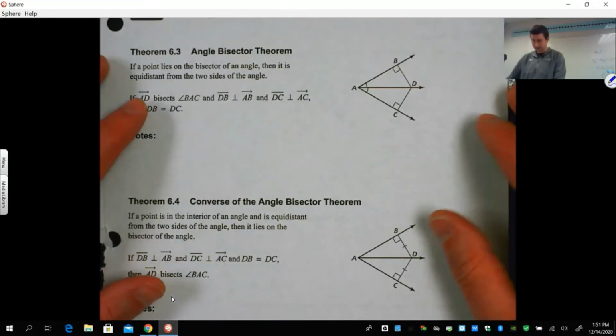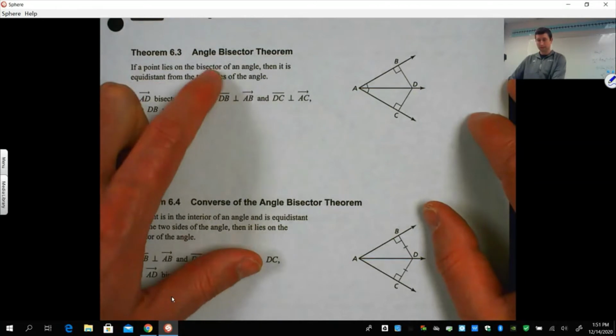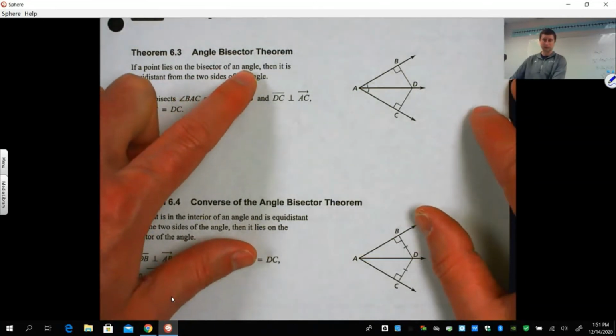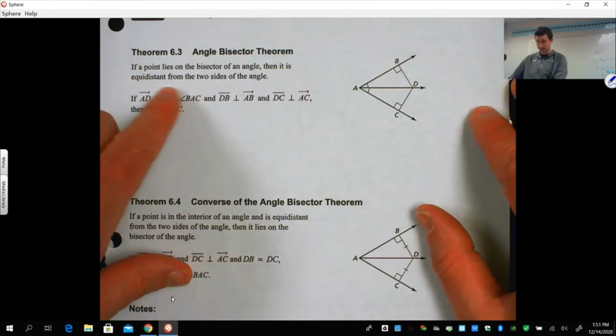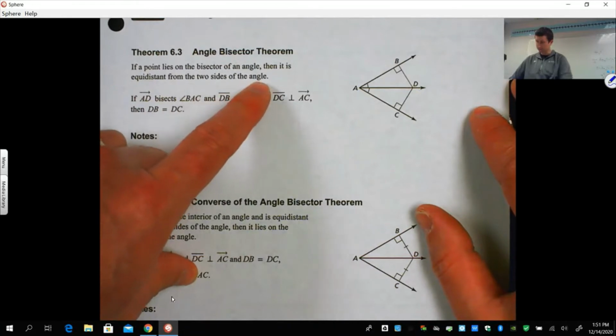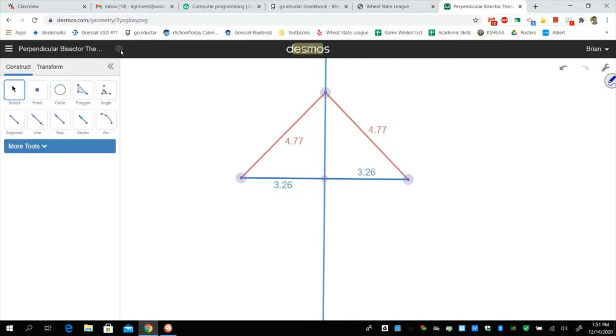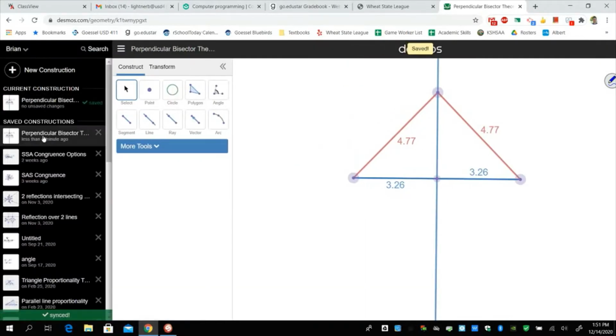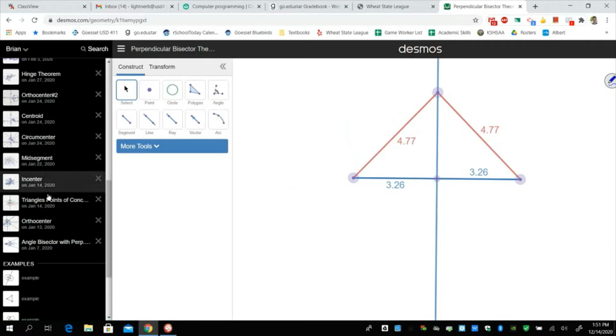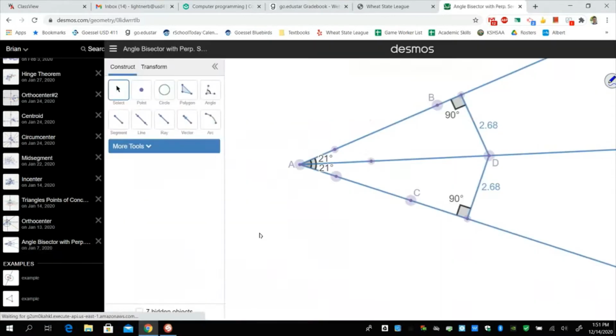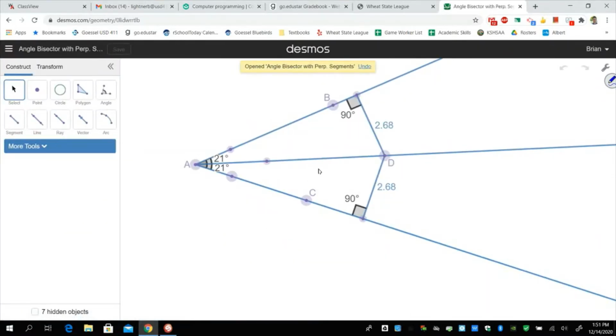If a point lies on the bisector of an angle, so now we're bisecting an angle, we're not bisecting a segment, then it is equidistant from the two sides of the angle. So what that looks like, let me save that one, and let me pull up angle bisector. I already have this one made, took a few more steps.